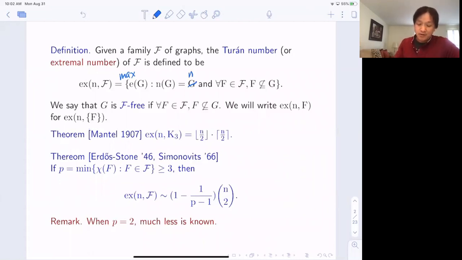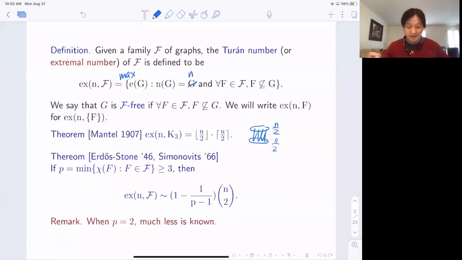When such a graph G does not contain any member of the family F, I'm going to say G is F-free. So we want to maximize the number of edges among F-free graphs. You're all aware of this classic theorem of Mantel in 1907, who determined the Turán number for the triangle. It's roughly n squared over 4, and we all know the extremal construction is the balanced complete bipartite graph.